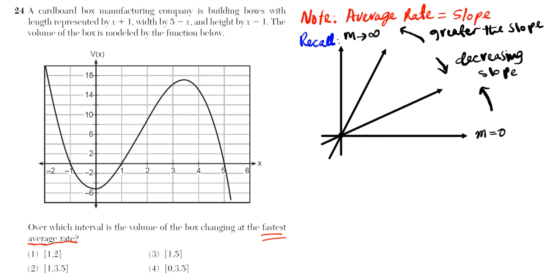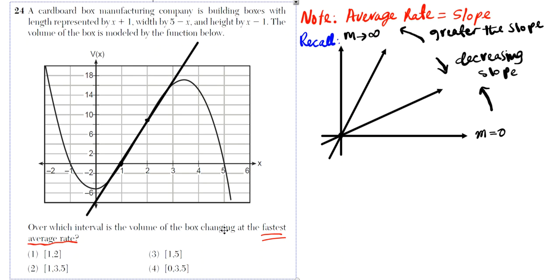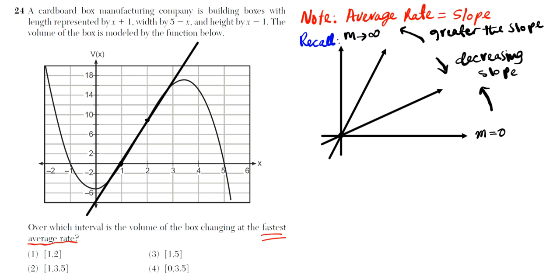Okay? Alright, so let's start with question 1. 1, 2. So this is x1 and x2 is 2 right here. So we're going to draw a line through those 2 points. It's a secant line. Let's make it nice and long. So what we're going to be doing is drawing our slope lines and comparing their steepness relative to one another. Alright, so that's line number 1.